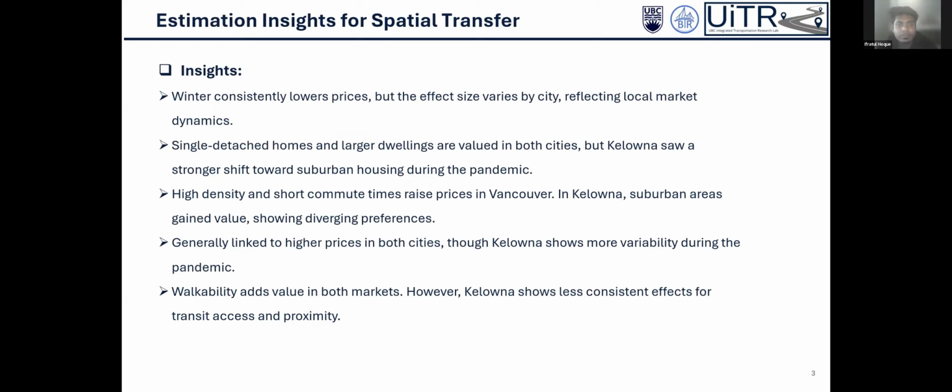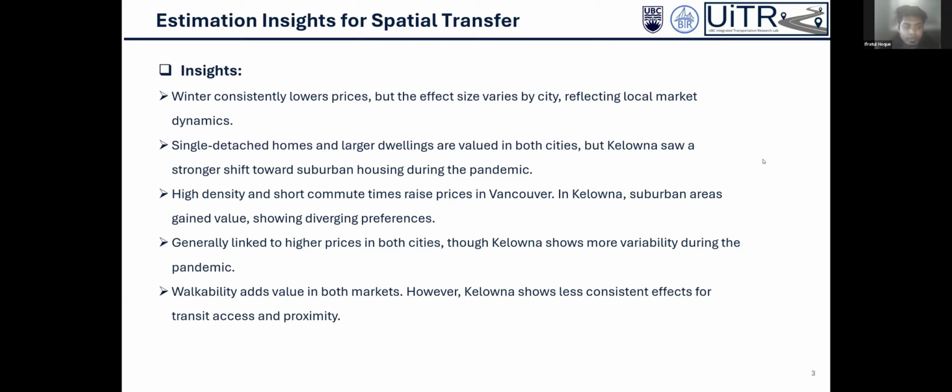For the different cities, Vancouver and Kelowna, winter consistently lowers the prices, but the effect of the winter season varies by city, reflecting the local market dynamics. Single detached homes and large dwellings are valued in both cities, but Kelowna saw a stronger shift toward suburban housing during the pandemic time. High density and short commute time raised prices in Vancouver. In Kelowna, suburban areas gained value, showing diverging preferences, generally linked to higher prices in both cities, though Kelowna shows more vulnerability during the pandemic.